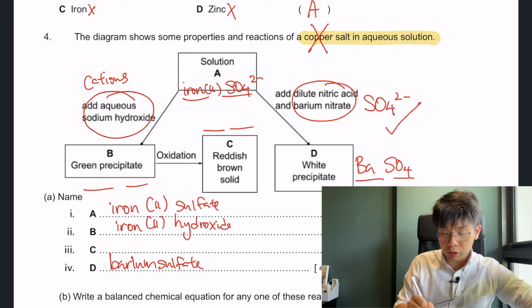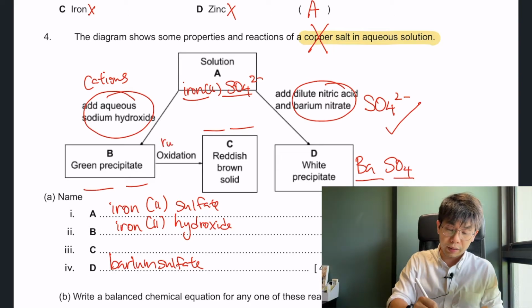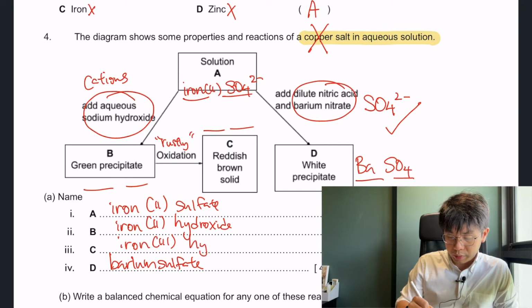Now, this one is quite interesting because after that it will oxidize. So the oxidation is something like rusting, right? Where my iron 2 becomes my iron 3 hydroxide over here.